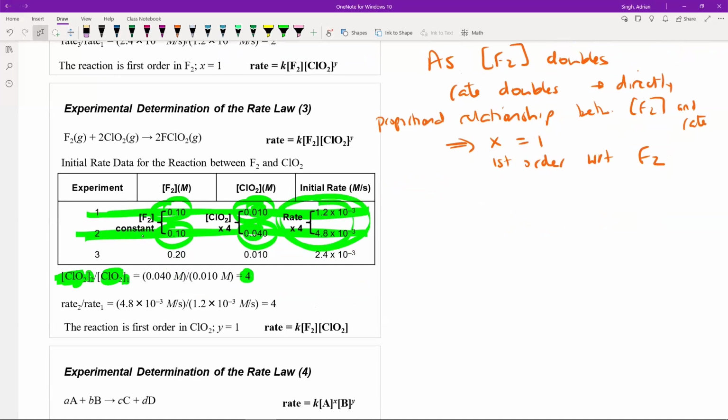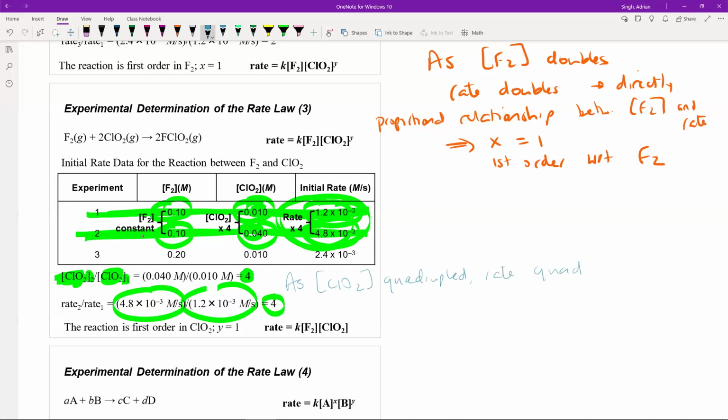What happens to the rate? We divide the rate for experiment 2 by the rate for experiment 1. We see that the rate gets quadrupled as well. So as the concentration of ClO2 is quadrupled, the rate is quadrupled as well. That is also a directly proportional relationship. So the value for y, we can say that it is first order in ClO2 as well. The value for y is going to be 1.